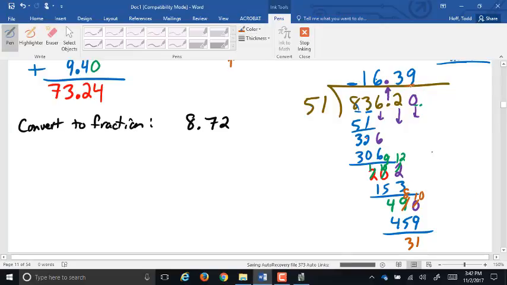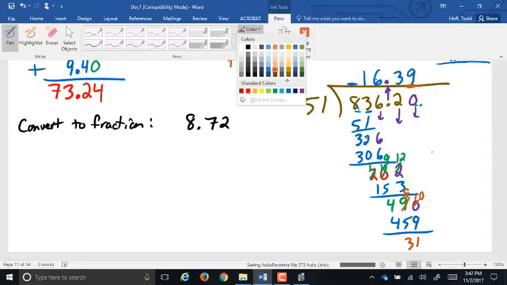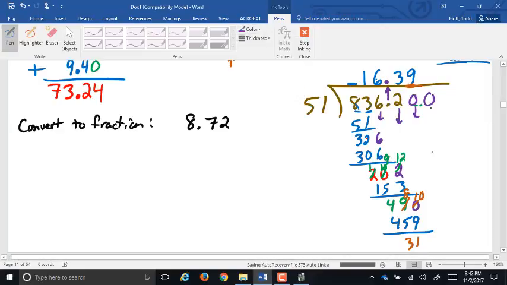We're at the hundredths digit. We always have to go one past where we want to be. So I'm going to add another 0 and bring it down. 51 goes into 310 6 times. This is the reason why I had to add that 0, because now to the nearest hundredth, that 6, that next digit, tells us that this rounds up. Well, this is actually going to round up to 16.40.